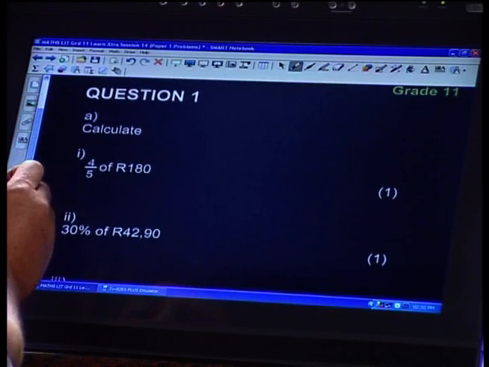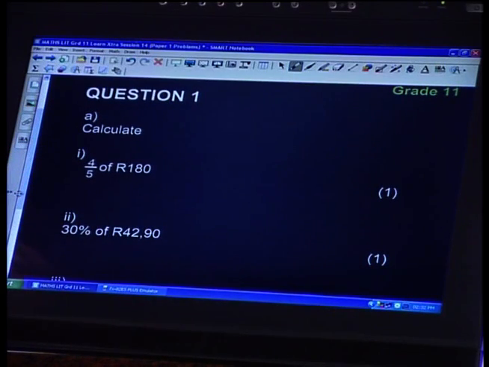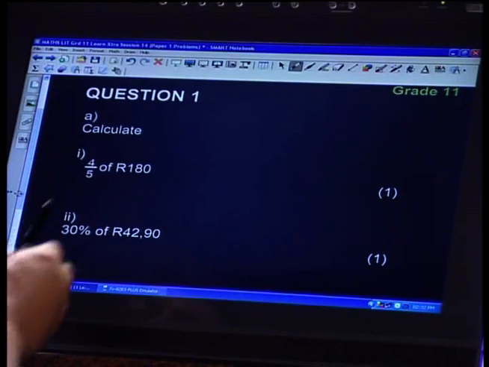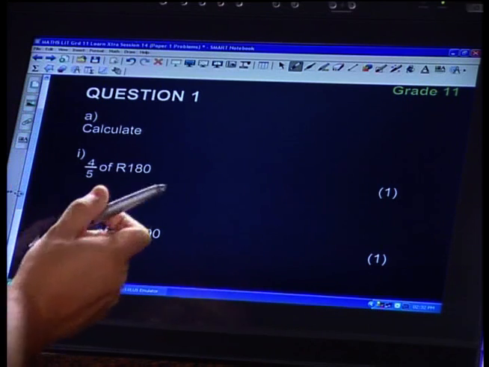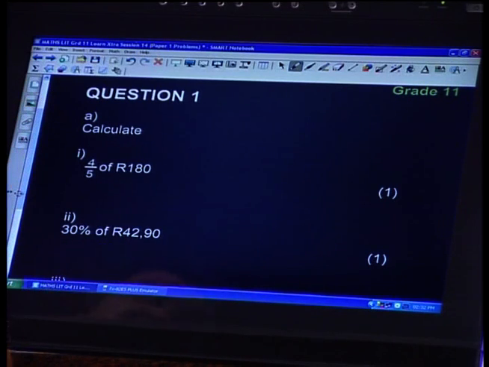Question 1. We are going to go through some questions that you'll find in a paper 1. The first thing I want to tell you about a paper 1 is that question number 1 is a whole lot of little basic things. There's no context involved. There's no story behind the problem. It's just straightforward: do this, do that. For example, our first question: calculate 4/5 of 180 Rand. Take note, there's no story. It's just saying, find 4/5 of 180.